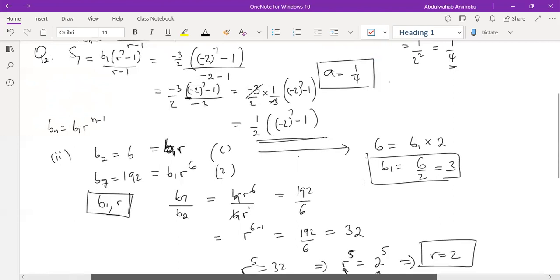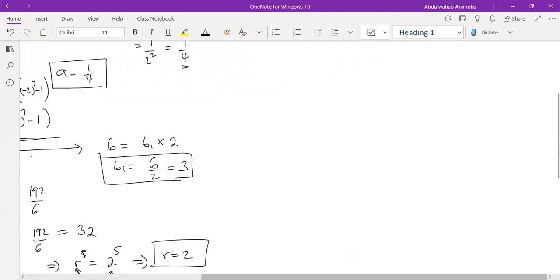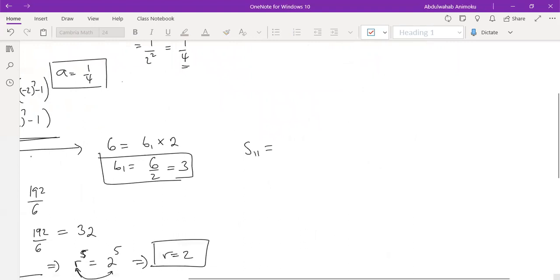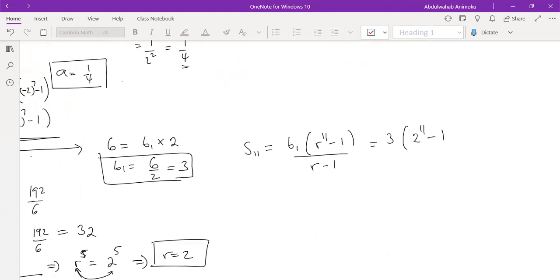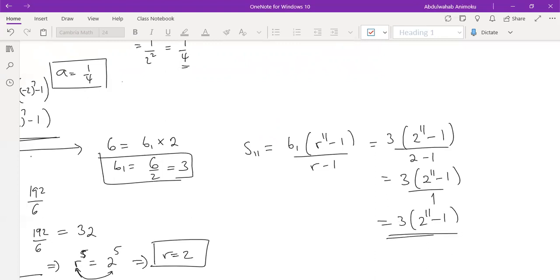We can now use this information to get what S11 is. So we are back to this. S11, let's write the formula again, is given as this. Okay? So B1, which is 3, R, 2 raised to power 11 minus 1, all over 2 minus 1. So the final answer will be 3 all over 1, which is just 3, times 2 raised to power 11 minus 1. You can use your calculator to figure out this number, and that will be the solution to that problem, right?